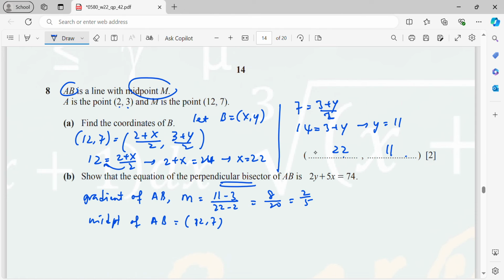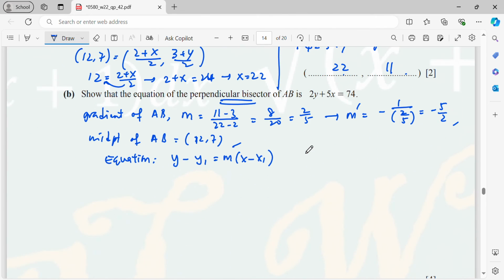Okay, now perpendicular bisector means the other M, it will be negative 1 over 2 over 5. Then you get negative 5 over 2. Now, use these two values and get the equation. So equation is y minus y1 equals M bracket x minus x1. So here is going to be y minus 7. The M is negative 5 over 2, x minus 12.